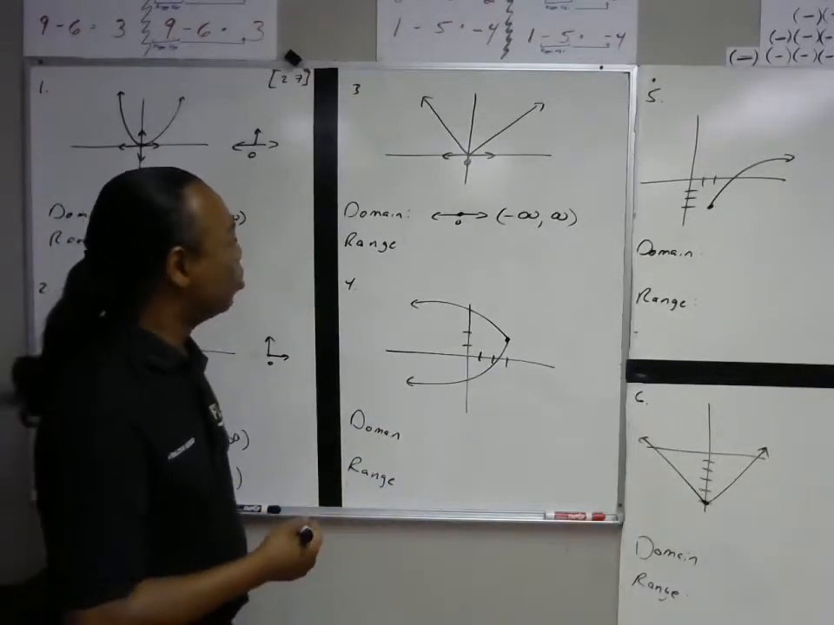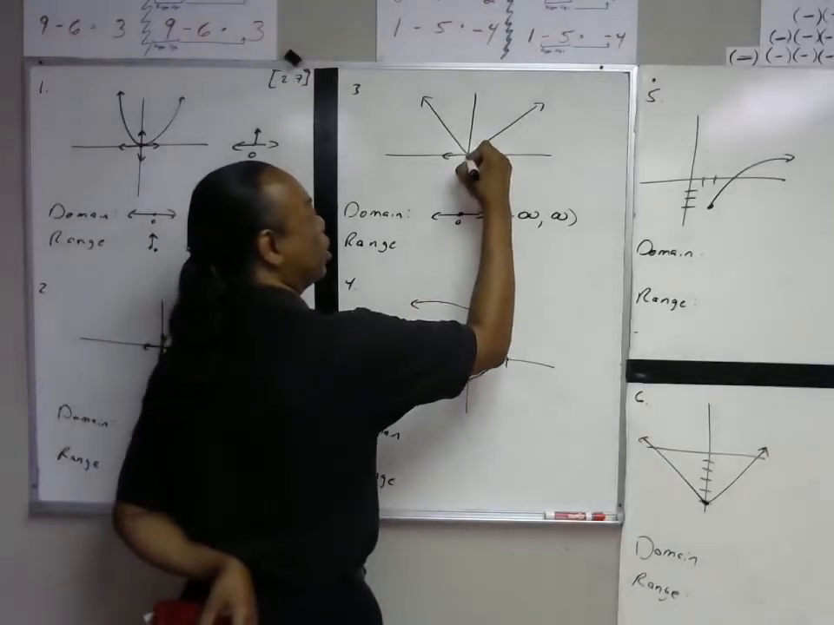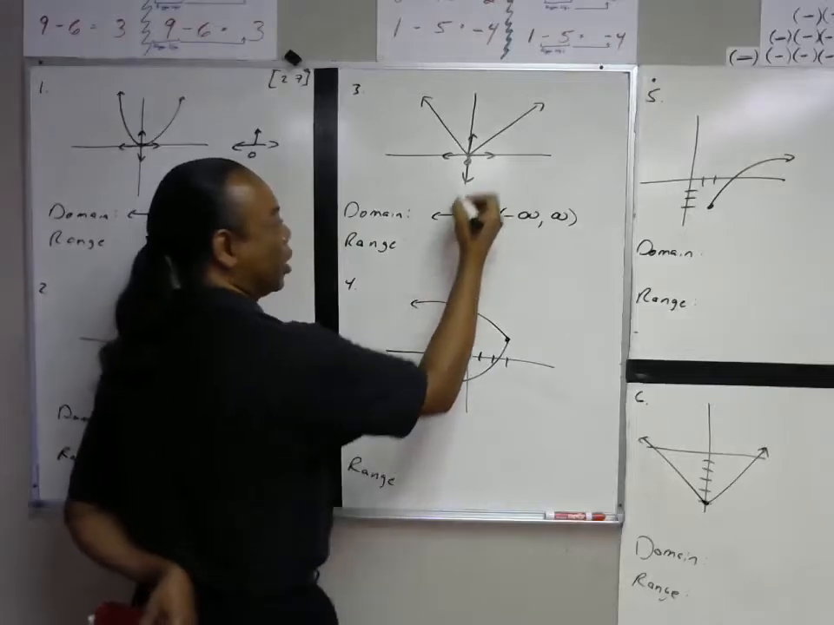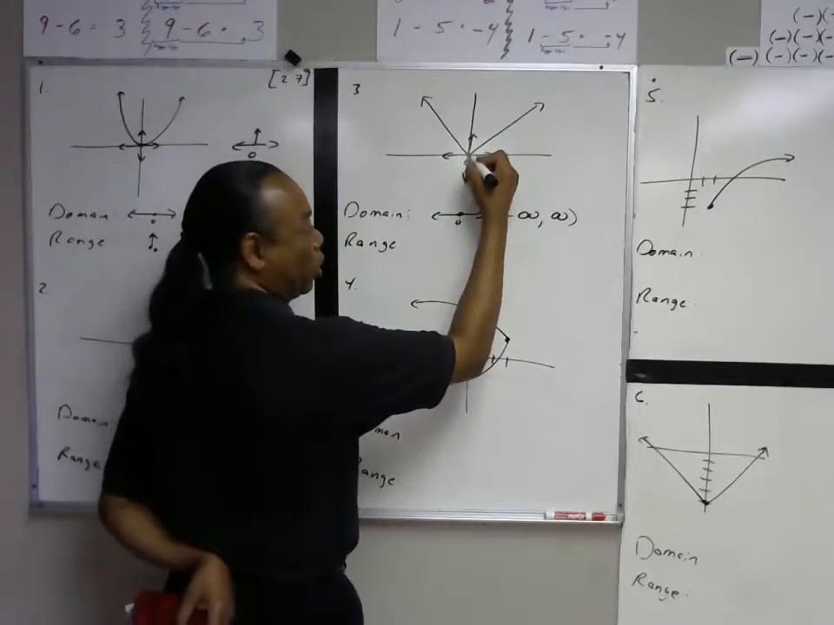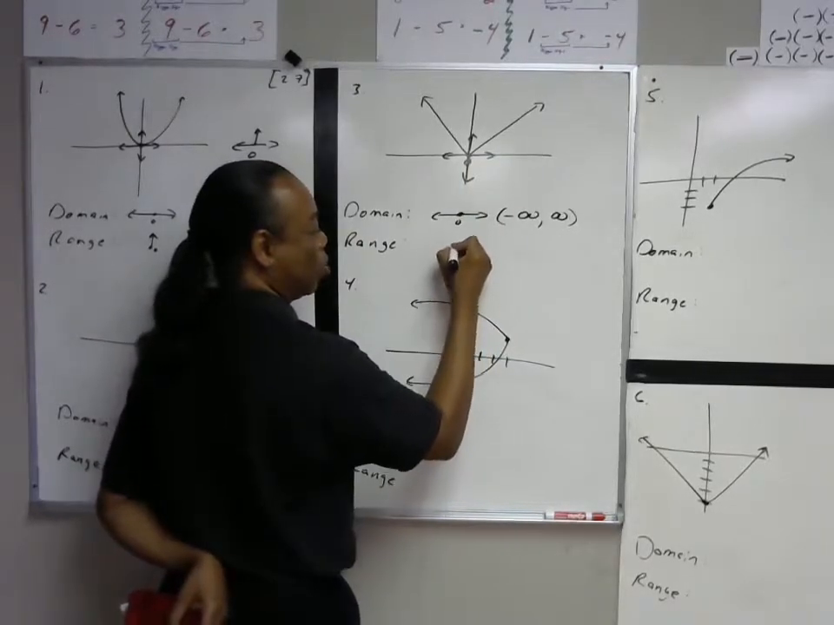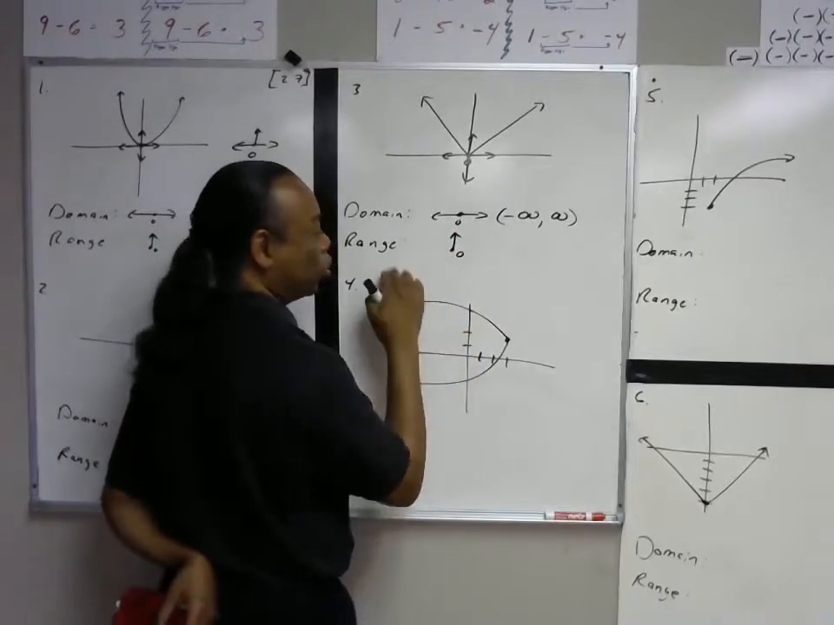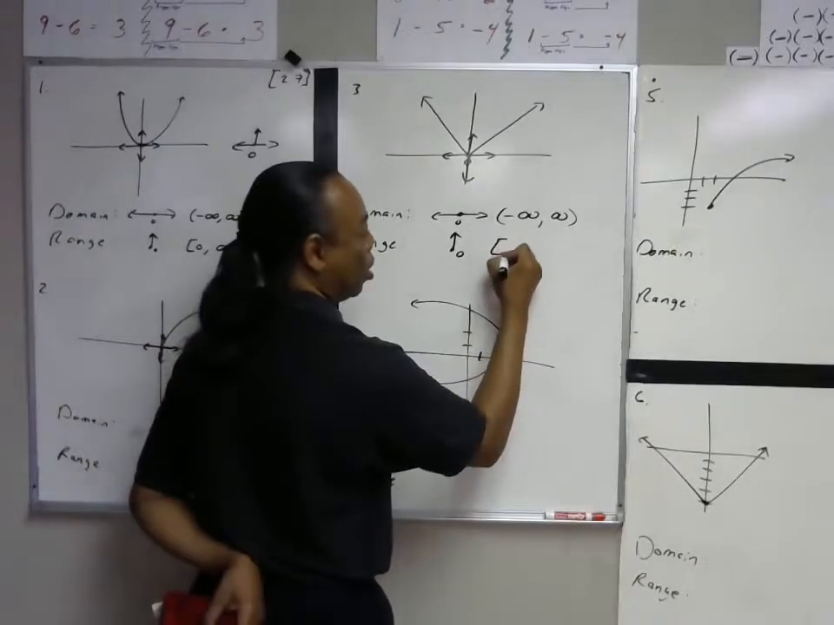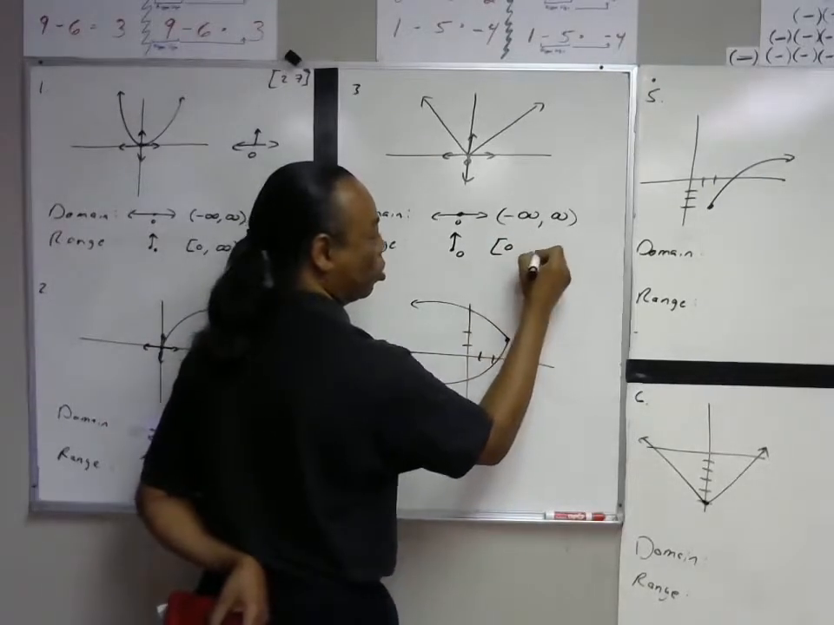Now the range, you look at how far down and how far up it goes. I can see that it doesn't go any further down than the vertex 0. It just continues upward. So the range for this right here would be including 0 to positive infinity.